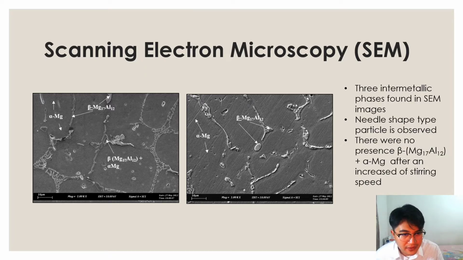So from the first image, you can see that there is a combination of beta magnesium aluminide plus primary magnesium, and you can see that there is presence of the beta phase of magnesium aluminide and needle-shaped particles. The needle-shaped particles affect the mechanical properties of magnesium alloy.